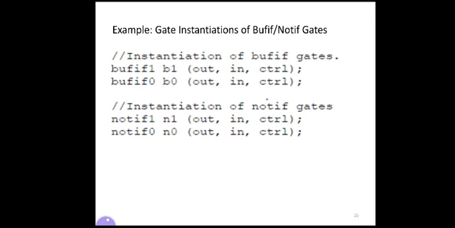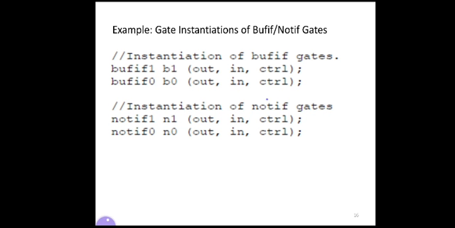So this is the instantiation part of the bufif and notif gates. Just observe, it is similar to the previous one, but here we have one more input, that is the control input. So bufif1 is a primitive, b1 is the instance name, out, in, ctrl, that is the control input, is also included, semicolon. Similar to this one, for bufif0, bufif0 is the primitive, b0 is the instance name, out, in, control.